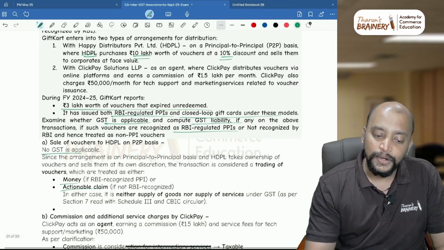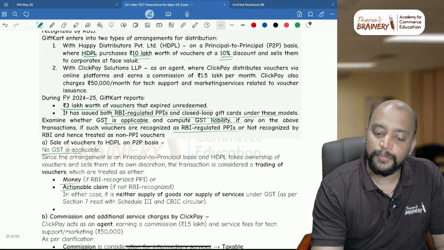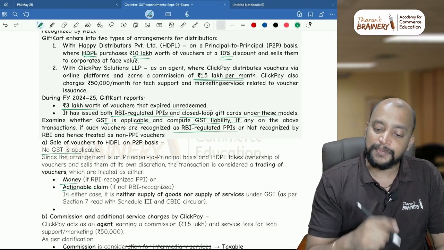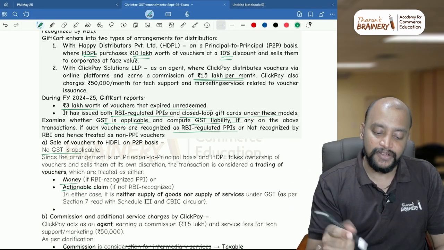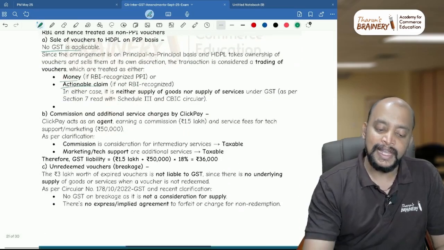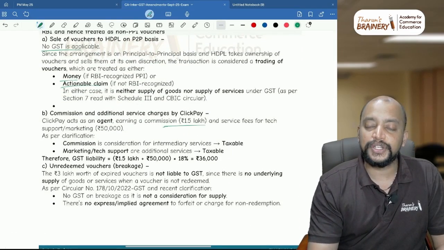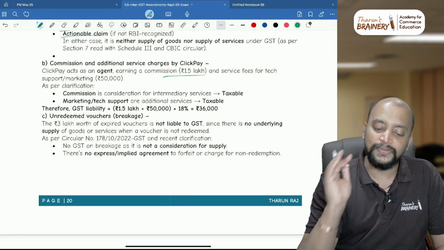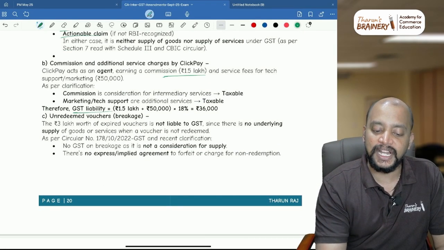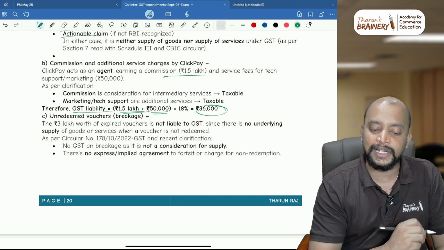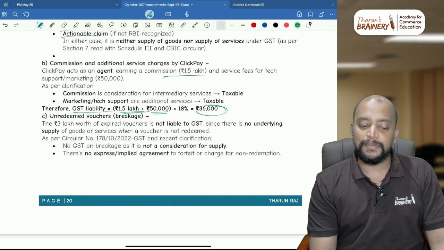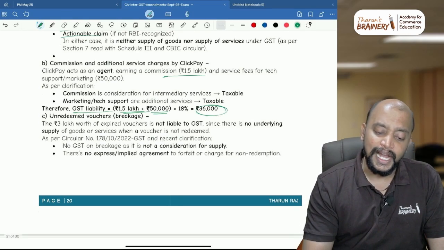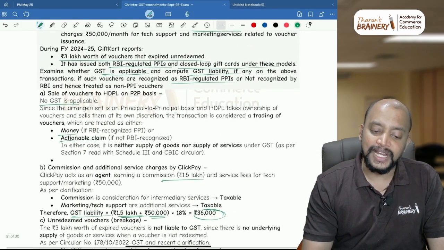Second, what about this commission? Commission 1.5 lakh per month. ClickPay as an agent, where ClickPay distributes vouchers via online platforms. What about this 1,50,000? ClickPay acts as agent, earning a commission of 1.5 lakhs and service fee of 50,000, and both will be taxable. Therefore, GST liability will be 36,000 on 1.5 lakh plus 50,000 for ClickPay. What about the unredeemed vouchers of 3 lakhs?